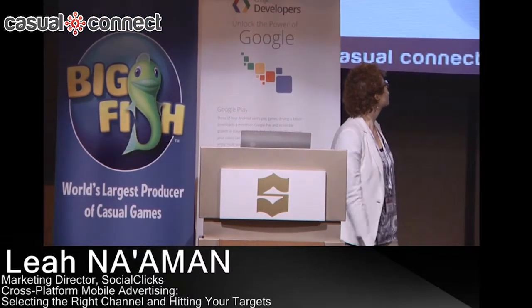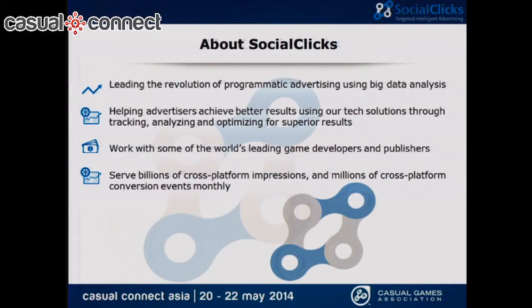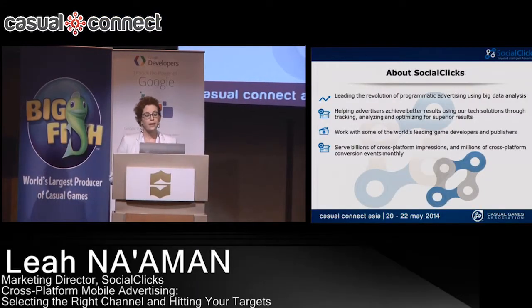So first of all, I'll start off with a little bit about Social Clicks. Our goal is really to lead the revolution in terms of programmatic advertising. Everything we do is based on big data. Everything we do is based on historical information. We really want to help advertisers achieve better results and really hit their targets. And we use our tech-based solutions to do that in terms of tracking, analyzing, running, optimizing campaigns, and really pushing for the best possible results.